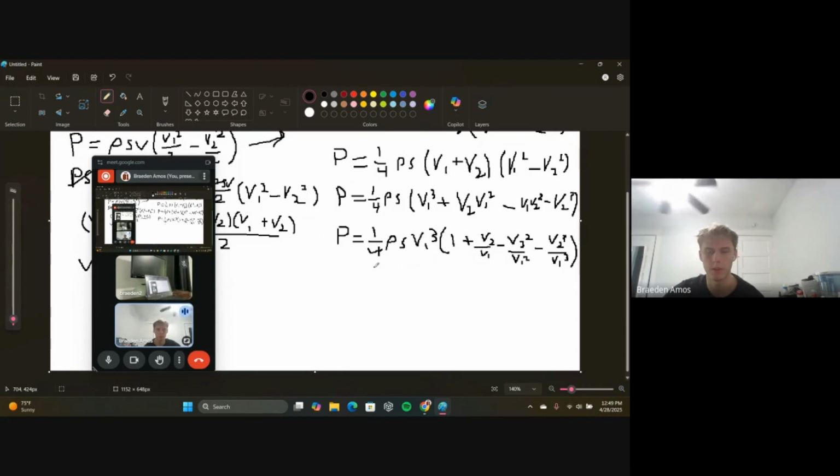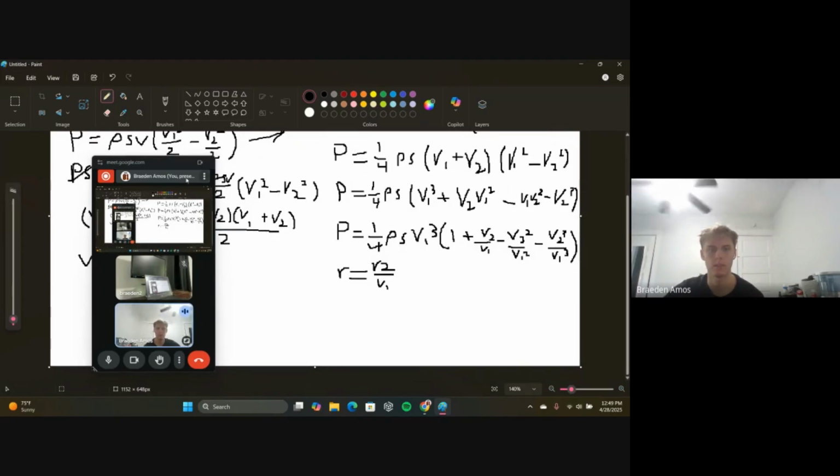All right, so now what we can do is we can simplify this, and we're gonna say that R is equal to V2 over V1. Now that's it. What that's gonna do is it's gonna help us simplify these terms into an easier thing like R. So right here, P is equal to 1/4 rho S V1 cubed times (1 plus R minus R squared minus R cubed).